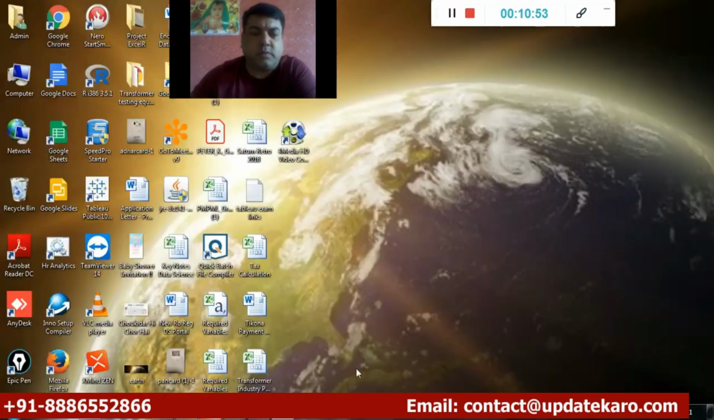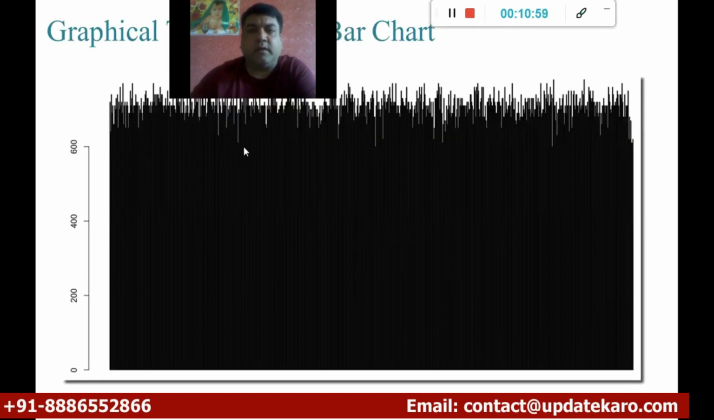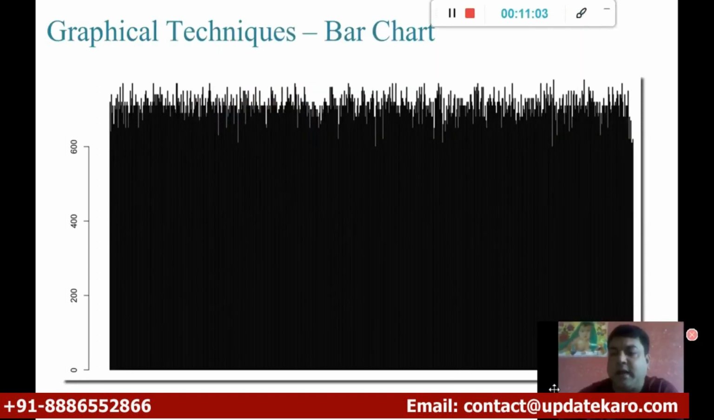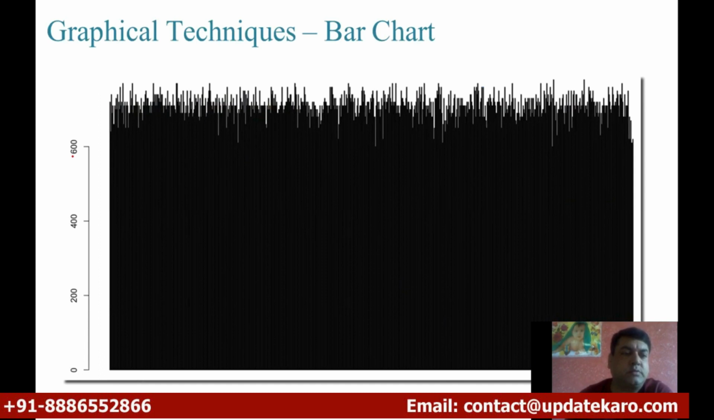So let us get back to our slides once again, and this is what we were discussing. This is the plot given to us, and in that plot there are 773 observations, and these are the scores.